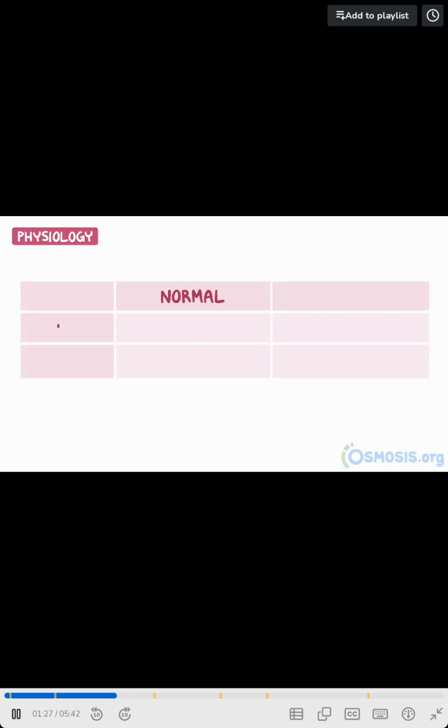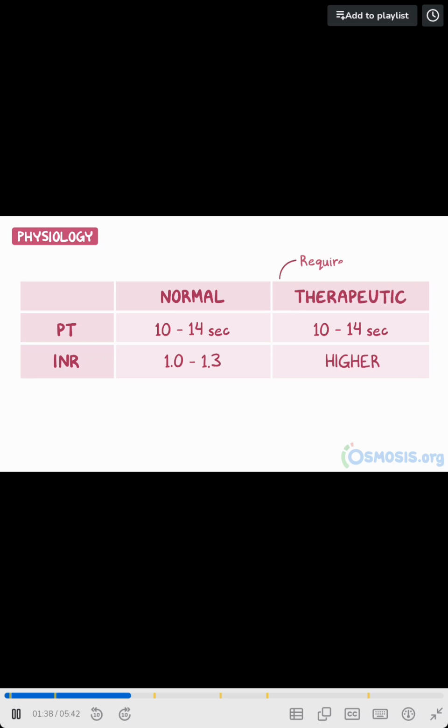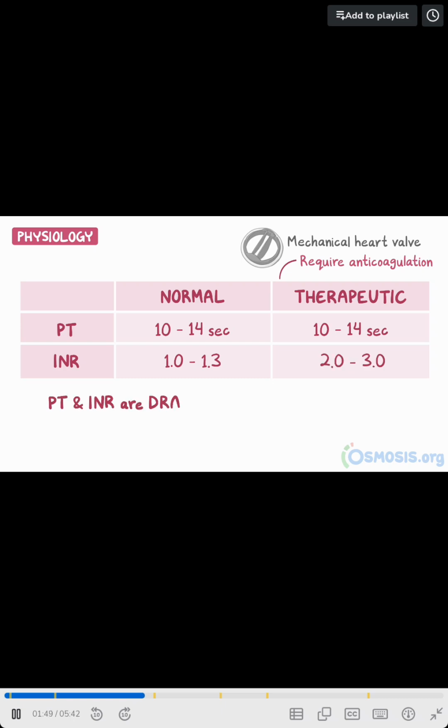The normal values for PT range from 10 to 14 seconds, while INR ranges from 1.0 to 1.3. Now, there is a therapeutic value for INR, which is higher, for people that require some level of anticoagulation, like in the case of a mechanical heart valve. In this case, the INR range is 2.0 to 3.0. Typically, PT and INR are drawn together and referred to as PT-INR.